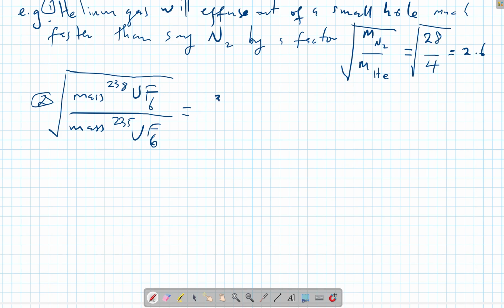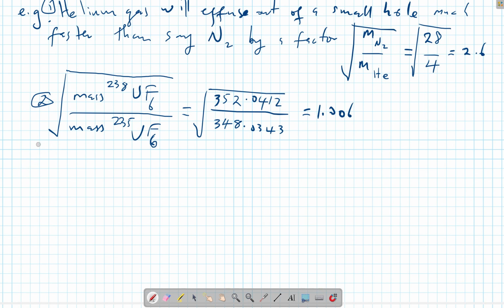So this mass is 352.0412, let's say, according to the book. We're not going into details how that is determined. There is this course about nuclear and particle physics. If you attend that, you can have details of how this mass can be computed. Yeah. So square root of this is approximately 1.006. So it's a very small factor, but good enough to do the job for mass separation.